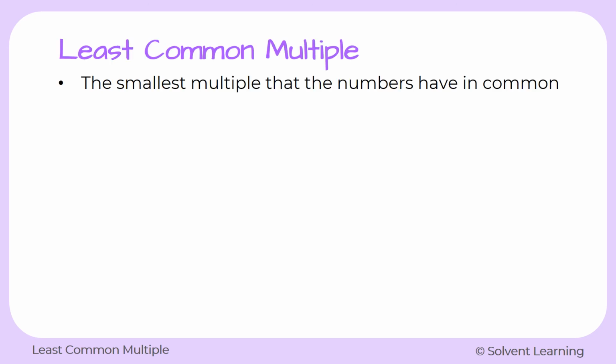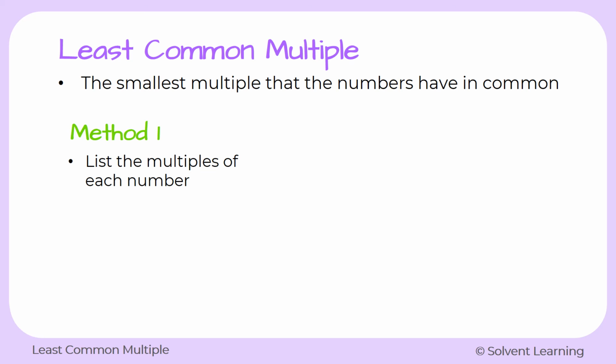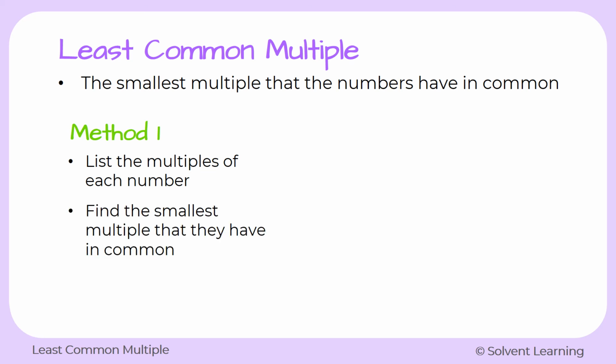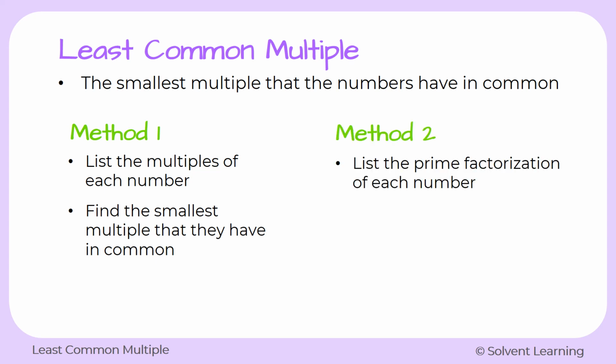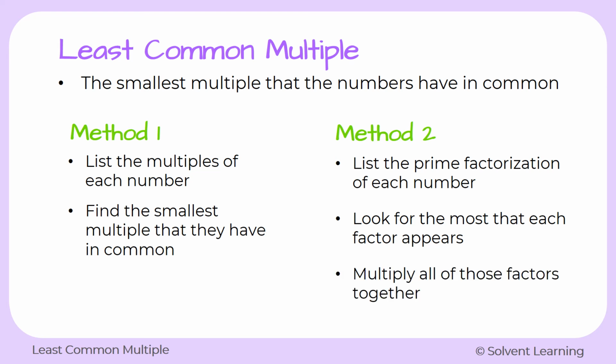So to review, the least common multiple is the smallest multiple that the numbers have in common. Our first method was to list the multiples of each number and then find the smallest multiple that they have in common. Our second method was to list the prime factorization of each number and then look for the most that each factor appears in each list of the prime factorizations. And then multiply all of those factors together, and that will give you the least common multiple.